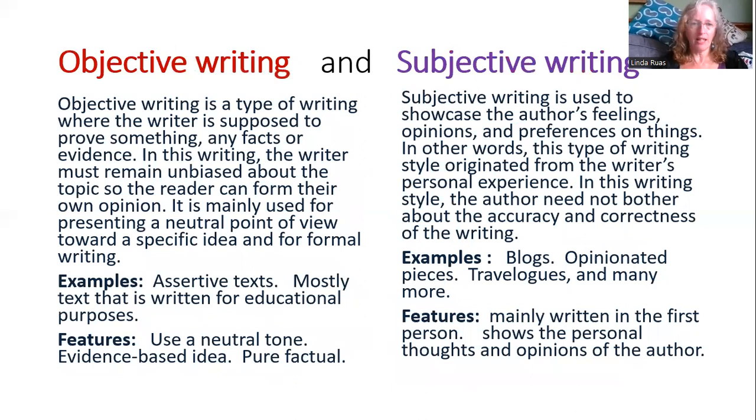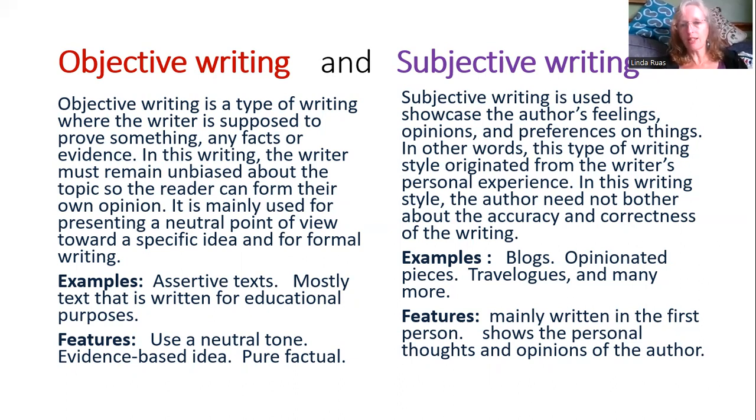And the last one here, objective and subjective. So these are very different, aren't they? Objective writing, when you want to prove something with facts and you have to be unbiased. It should be quite neutral. And this is often educational texts based on evidence and facts.